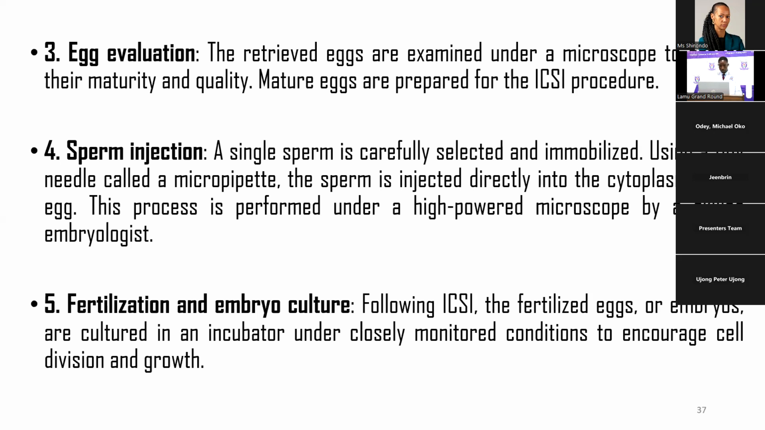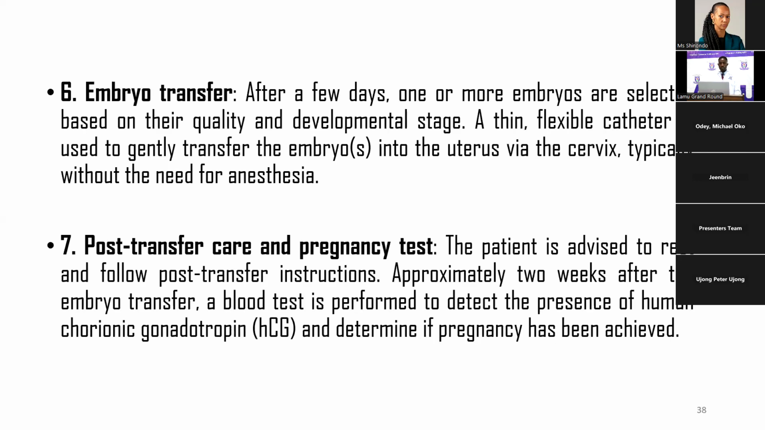Then the fifth step is fertilization and embryo culture. The egg that was fertilized needs to be incubated so that we allow differentiation to take place. Then after incubation, we need to do embryo transfer, where we transfer that fertilized egg into the uterus. For us to be able to do so, we need a small, thin, flexible catheter that is inserted so that we can push the fertilized egg into the uterus. Then lastly, we have post-transfer care and pregnancy test. This is where we tell the woman to take some rest and wait for at least 2 weeks so that we can do a pregnancy test to check for human chorionic gonadotropin hormone, which is a pregnancy hormone that can be detected via urine or blood, for us to be certain that the implantation was done well.